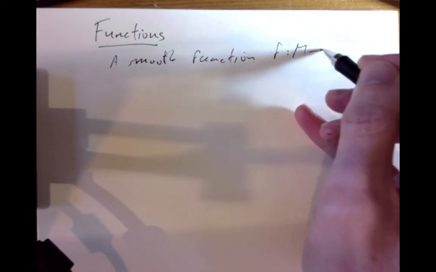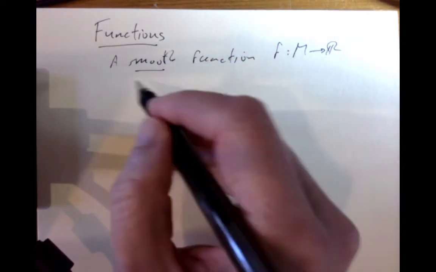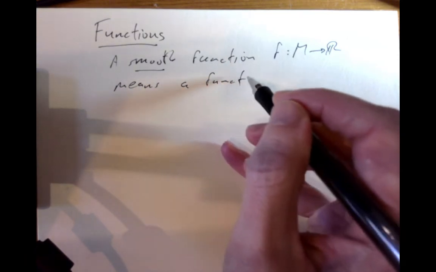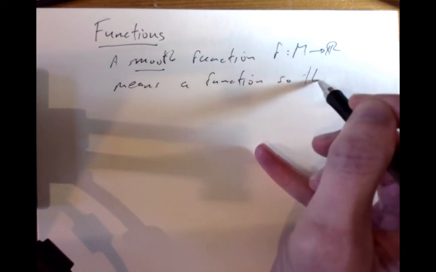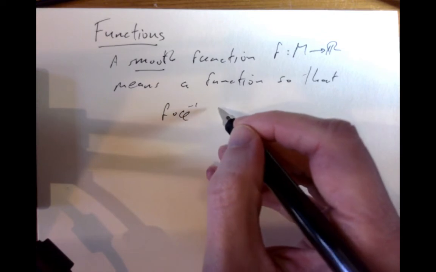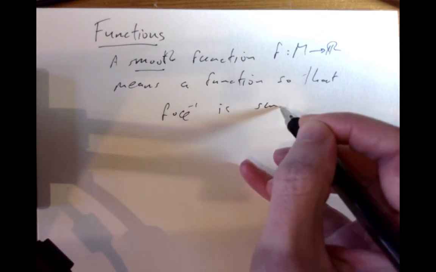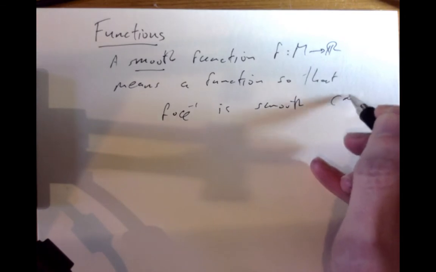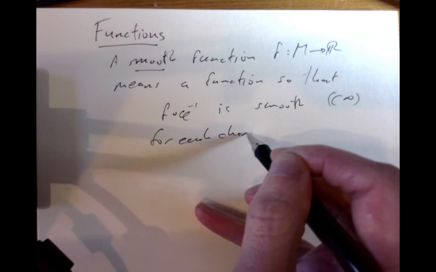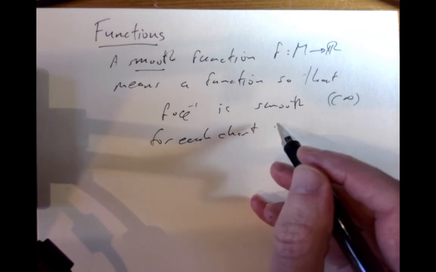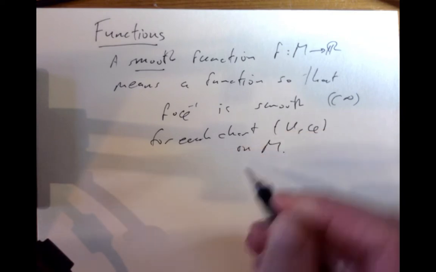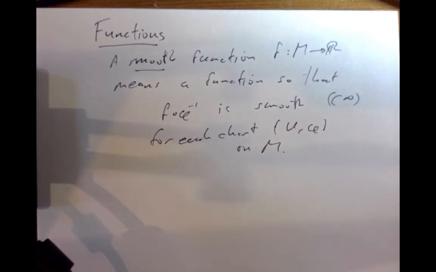So a smooth function f taking a manifold to the real numbers, a smooth function means what? It means a function so that its composition with the inverse of a chart is smooth in the sense of being C infinity smooth. That means C infinity for each chart. So our charts are, say, (U, phi) on a manifold M. So that's what it means to have a smooth function.